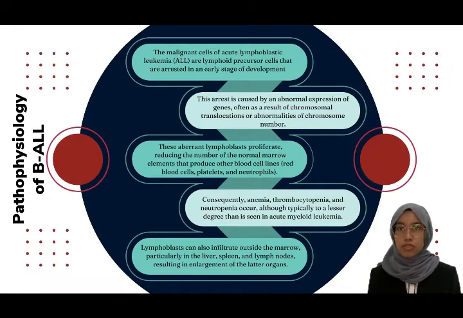Lymphoblasts can also infiltrate outside the marrow, particularly the liver, spleen, and lymph nodes, resulting in enlargement of the latter organs.